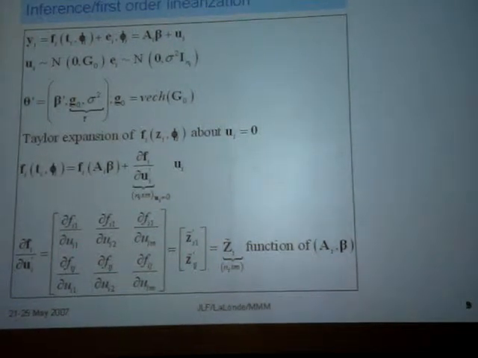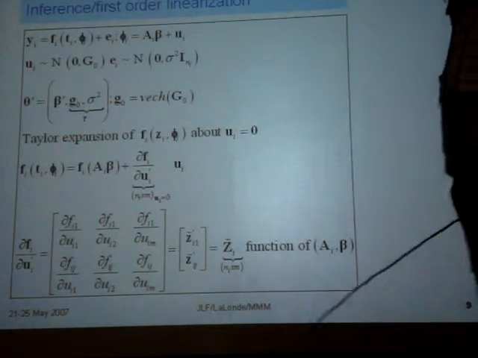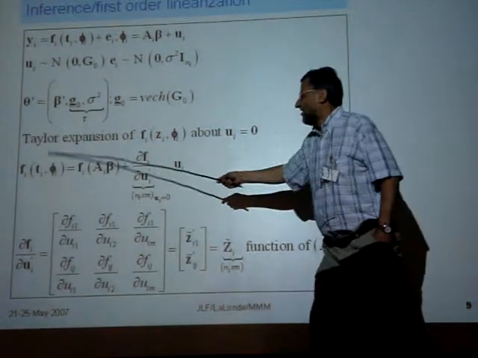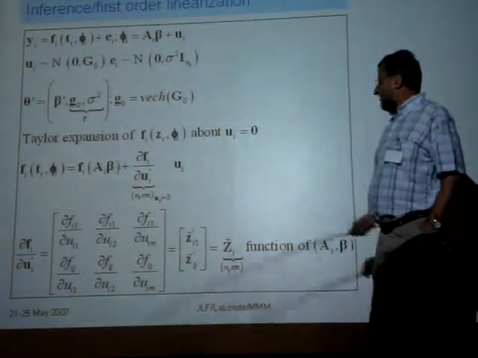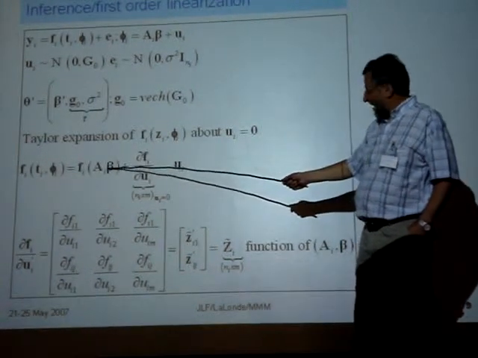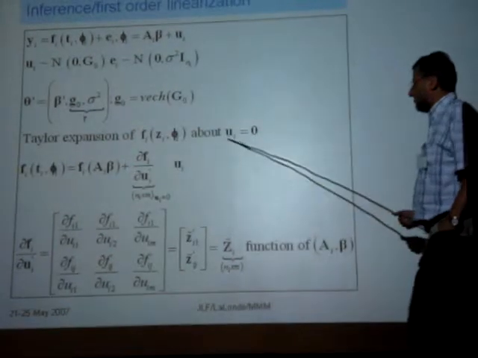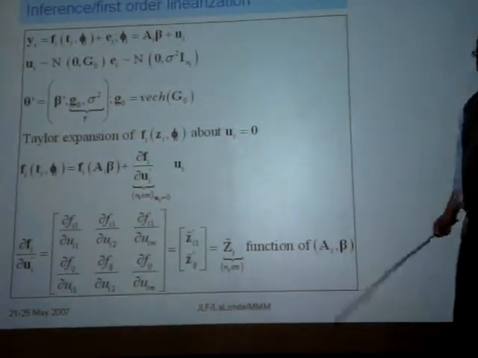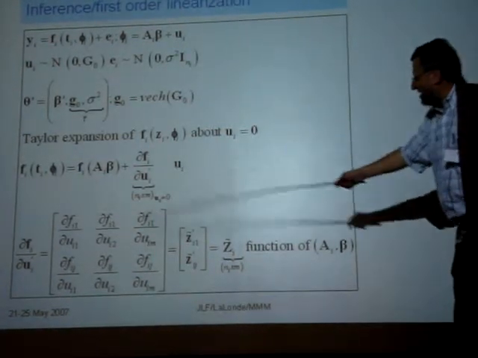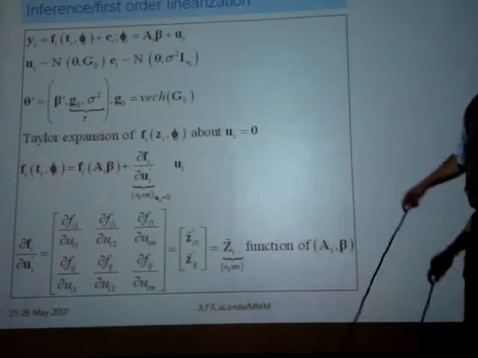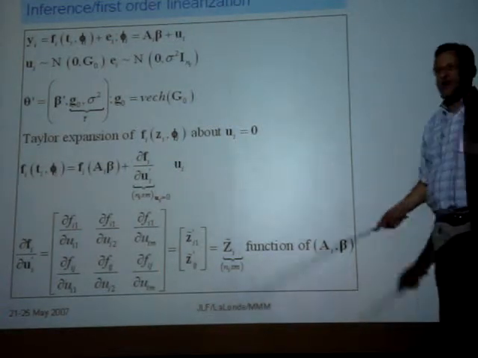This should remind you of something we have seen already yesterday. So we'll write fi(ti, phi i) equal this function for ui equals 0. That means fi(ti, Ai beta), because for ui equals 0, phi i equals this, plus the derivative of phi with respect to ui, evaluated at ui equals 0, times ui.